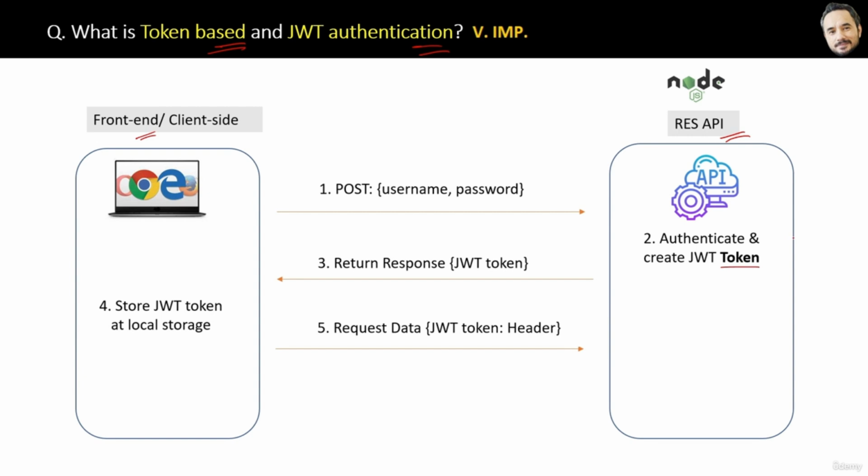So now when the API receives the token, it will check and validate the token signature with the help of some algorithm. If the token is valid, valid means it must be the same JWT token which the API initially sent to the client, then only the API will send the data to the client. Finally, the client will display the data in the browser.